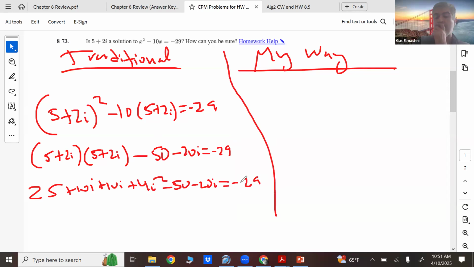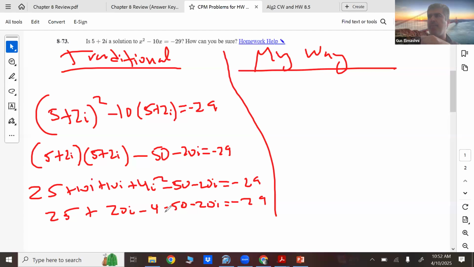Okay, now you've got to clean it up. So what happens when I clean it up? You get 25. What's 10i plus 10i? 20i. So you're like variables. What's 4i squared? Negative 4, right? Because i squared is negative 1. We know this. Negative 50, negative 20i. Okay, now I can really combine like terms, right? 25 minus 4 and then minus 50. So we take 4 away from 25, and 20 minus 50 should be negative 29. What happens to the i's here? Cancel. Okay, so it works. It's quite a bit of work, right?